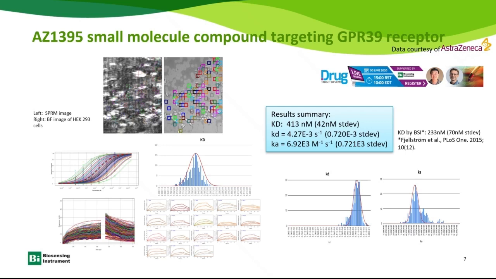The result we obtained for the binding affinity is about 400 nanomolar, and the corresponding K-on and K-off are reported here too. This molecule is actually very well studied by AstraZeneca and other researchers. One of the results reported in the literature, using a technique called BSI, the backscattering interferometer, gives a value of about 233 nanomolar, which agrees very well with our measurement.